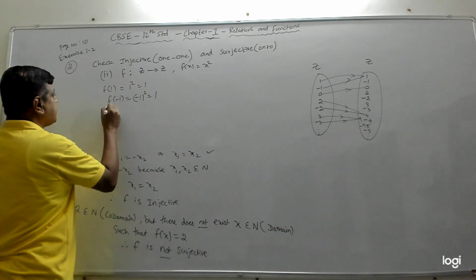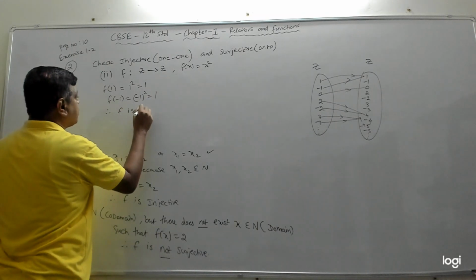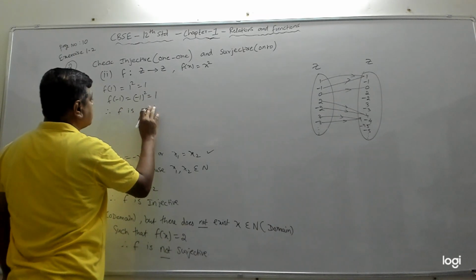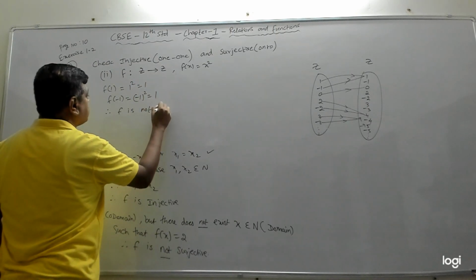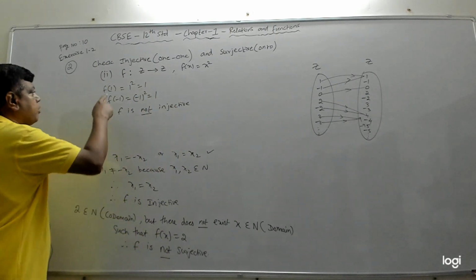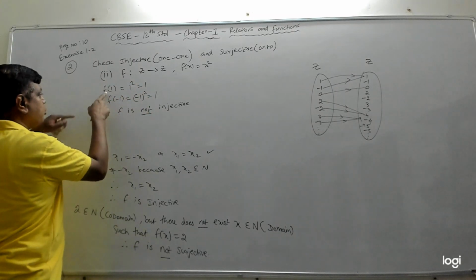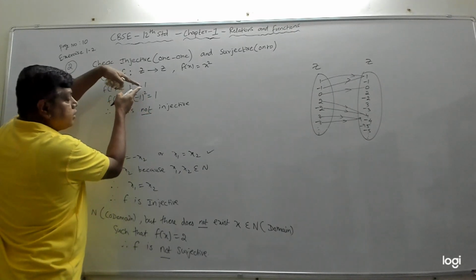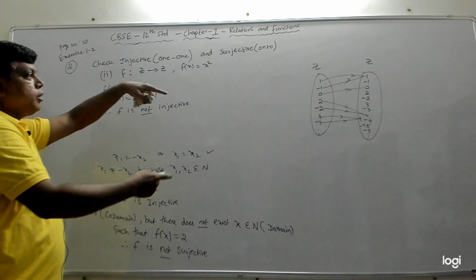So therefore f is not 1 to 1, which means f is not injective. f is not injective because 1 goes to 1, minus 1 also goes to 1. When two different elements go to the same element, then it is not 1 to 1. It's many to 1.